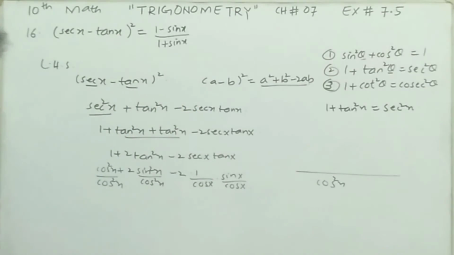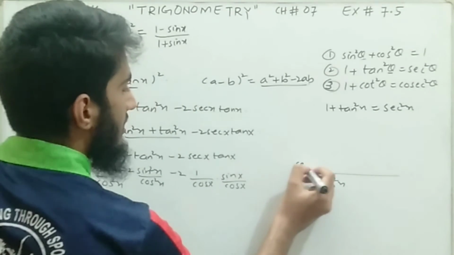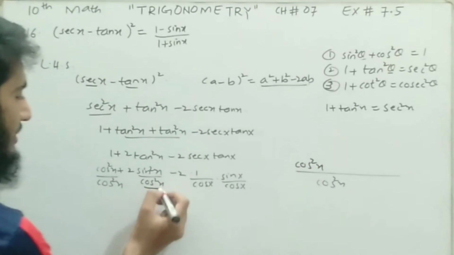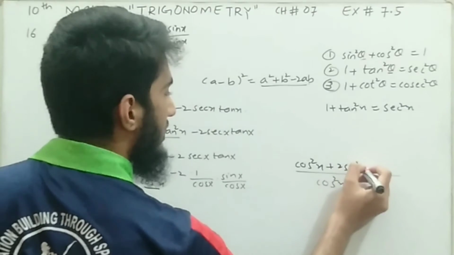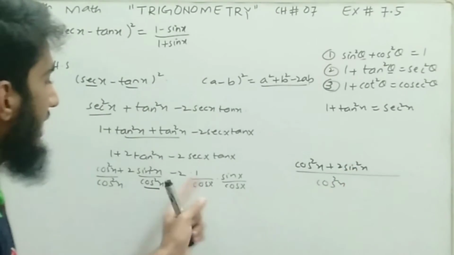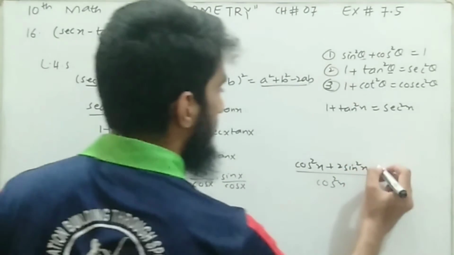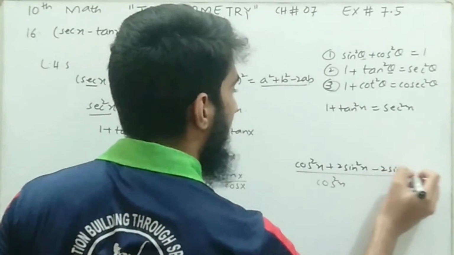So in the numerator over here I am left with cos square x, and over here the LCM is cos square x. So in the numerator we have 2 sin square x, so plus 2 times sin square x. And over cos square x as the LCM, in the numerator we have minus 2 sin x, so minus 2 times sin x.